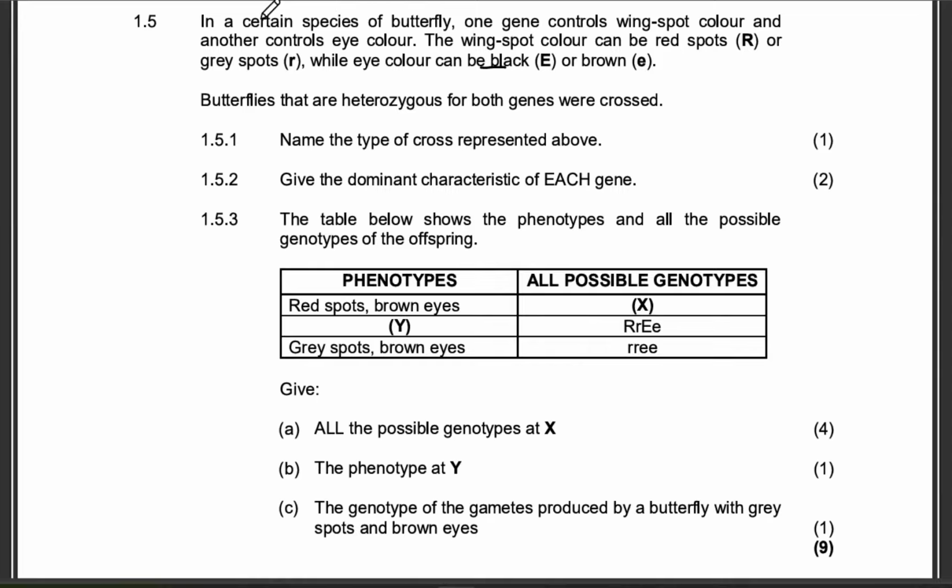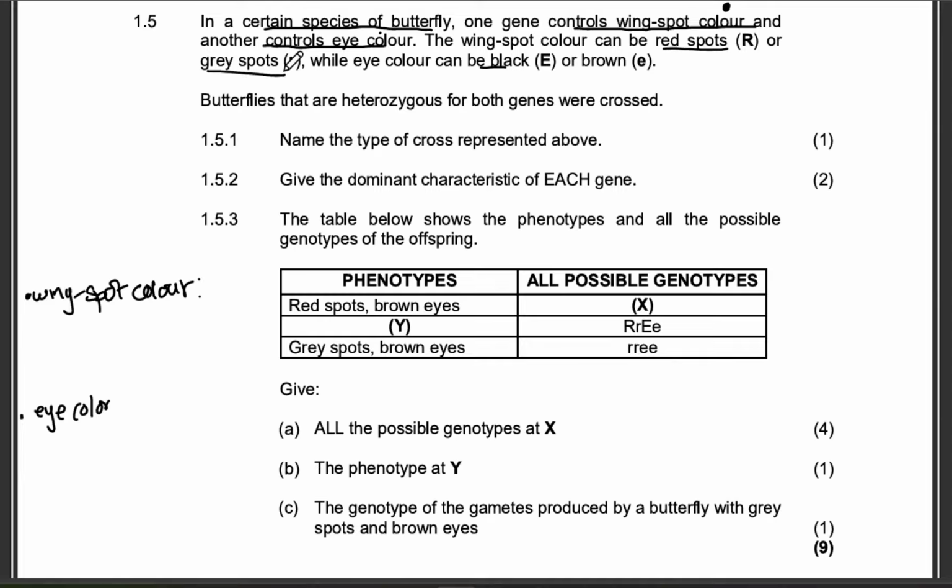So what we are having here, they've told us that in certain species of butterfly, we are having one gene that controls wing spot color. That is our first trait in question, and another one controls eye color. So what we are having here in terms of our traits, the first one is wing spot color, and the second one is the eye color in the butterflies.